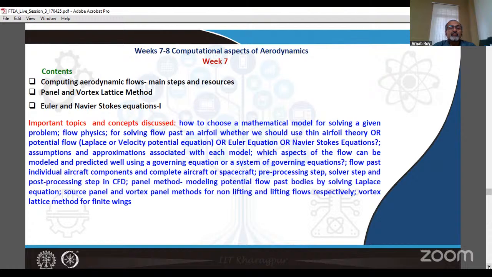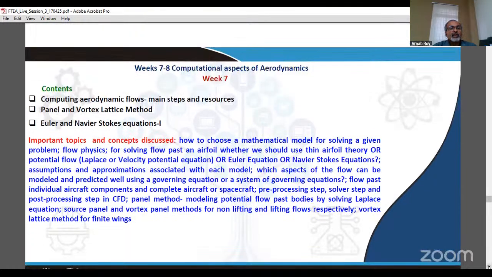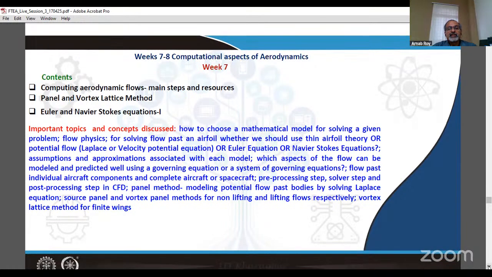And then once we are very sure about the mathematical model, we have the governing equations, we start doing the different kinds of approximations which need to be done for doing the computations. So we begin with the panel and vortex lattice methods, which were used in the very early times. Even now they are used in the initial phase of the design, and then they are followed by more extensive solutions of the Euler and Navier-Stokes equations. And these 2 weeks basically took us through that kind of an exposure.